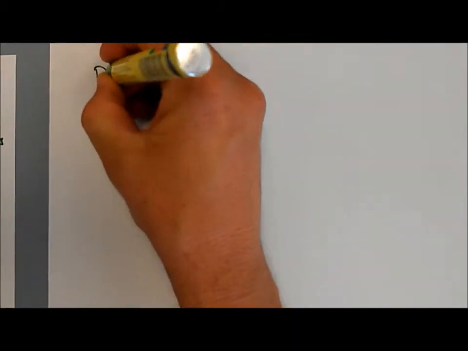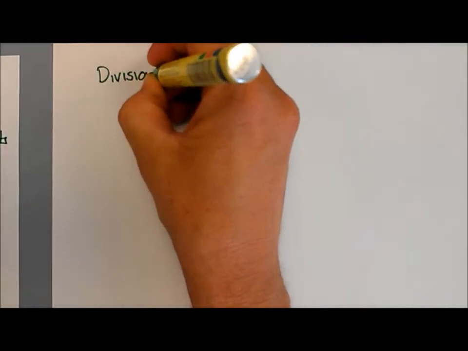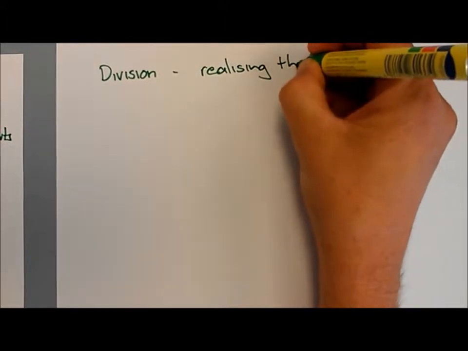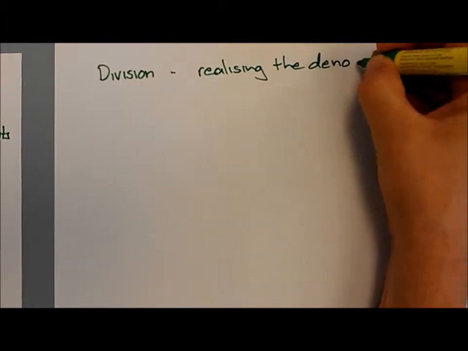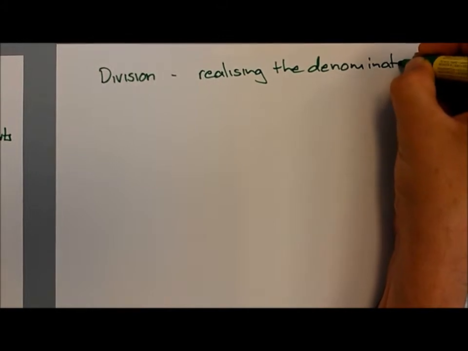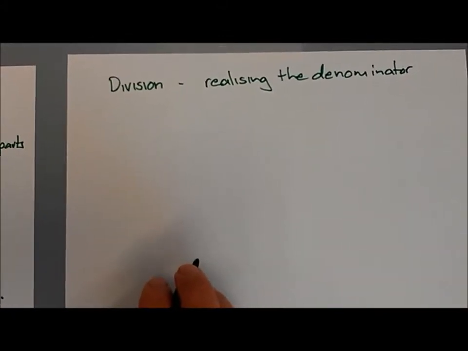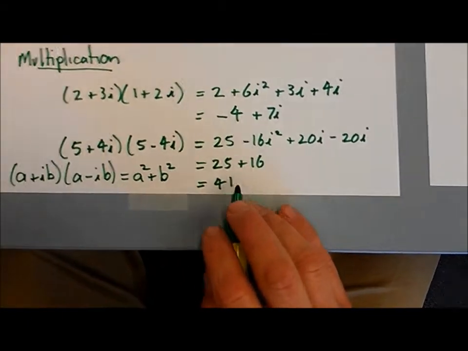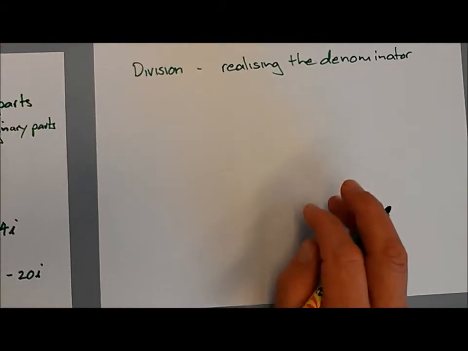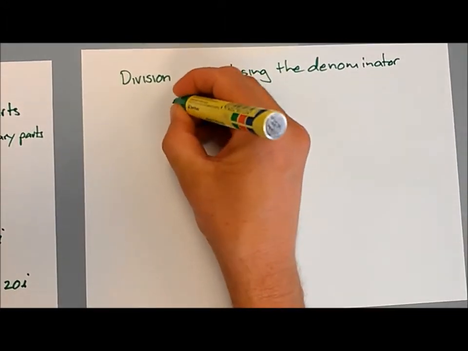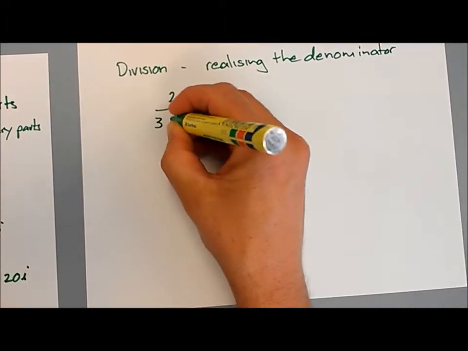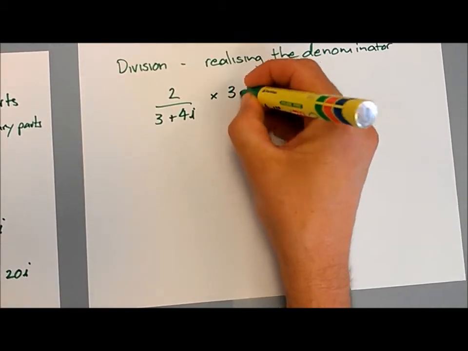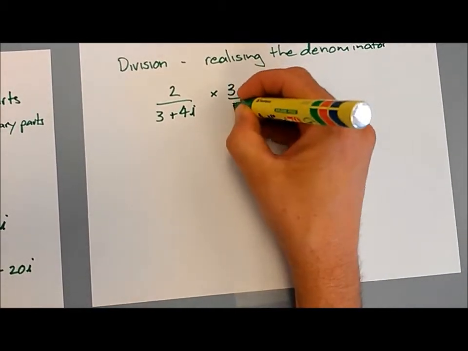When we're talking about division, we're talking about realising the denominator. And so we want to do that by multiplying by the conjugate to get a real number. So if I want to do something along the lines of 2 over 3 plus 4i, then I want to multiply by the conjugate of this, 3 minus 4i over 3 minus 4i.